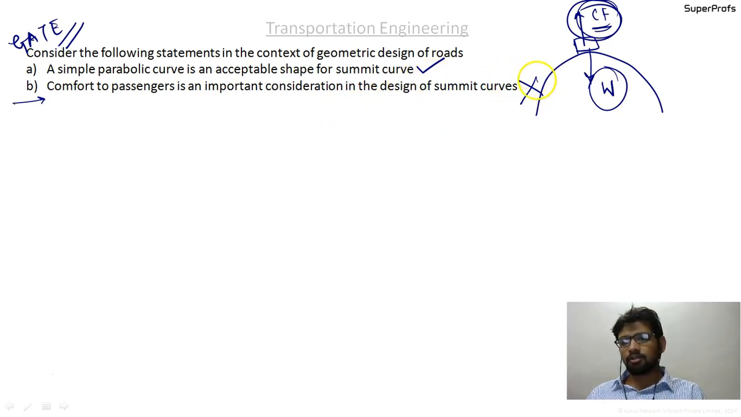In the design of summit curves, the only design consideration is the sight distance. Suppose here is the vehicle and here is the obstruction, and this is the SSD. The driver cannot see this because of the raised portion. So that is the reason that in summit curves sight distance is the only consideration, and another consideration is the aesthetic point of view. Okay, so let's move ahead.